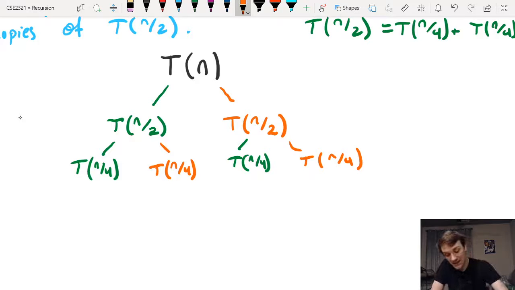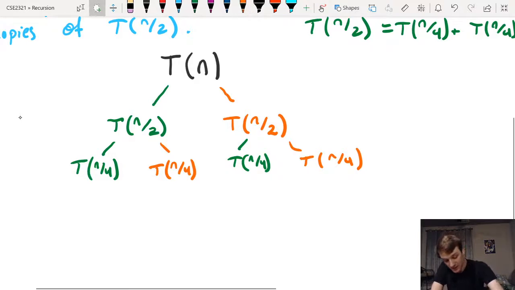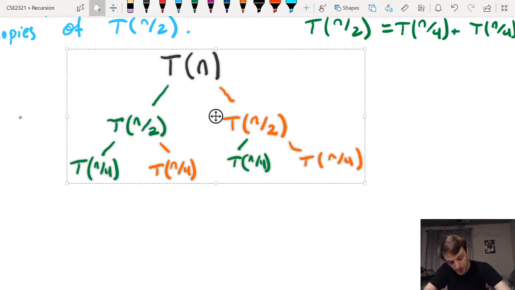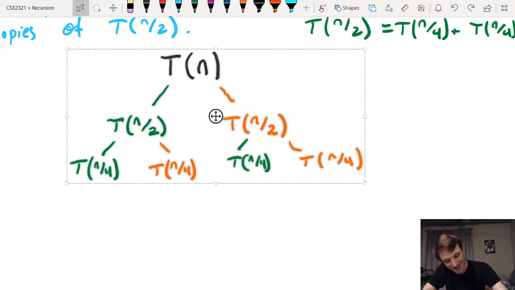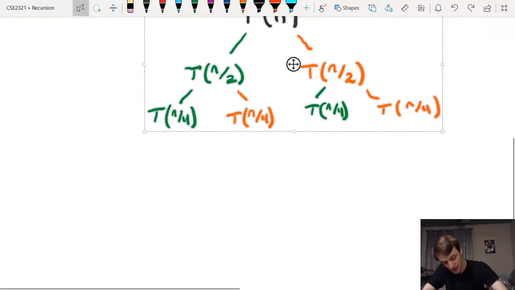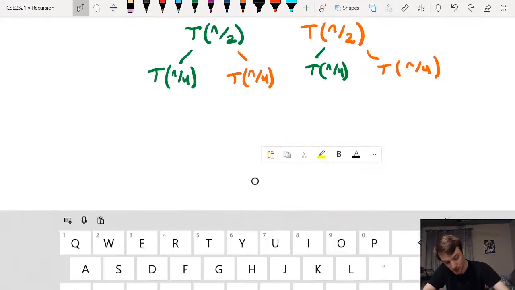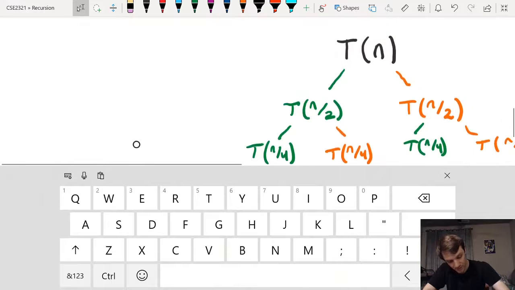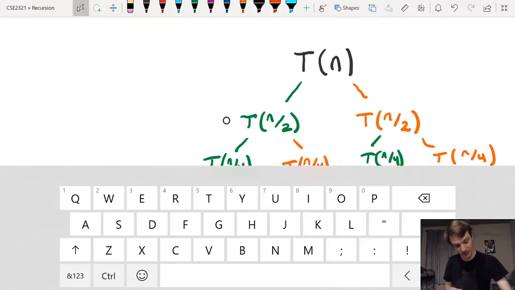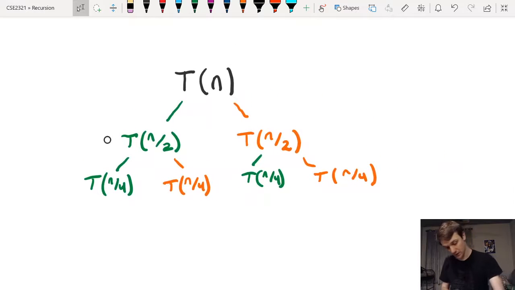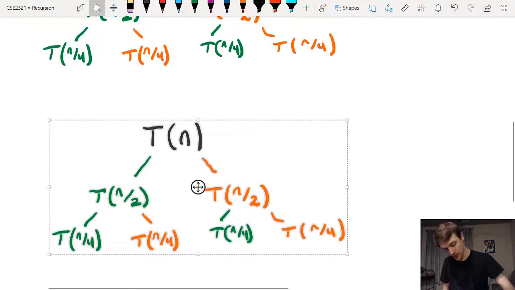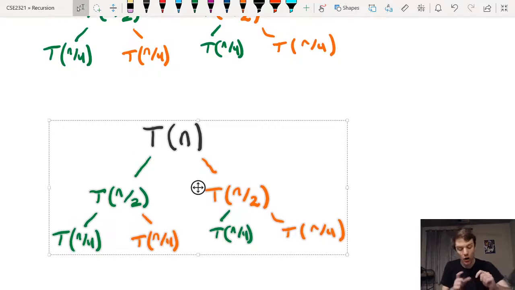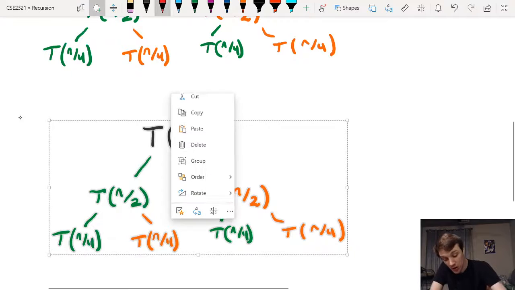I'm going to modify this tree. So let's first copy it and then paste the tree. I'm going to modify it here. Let's get rid of this and move the tree around. All right. So I'm going to replace all of these recursive calls with their cost.